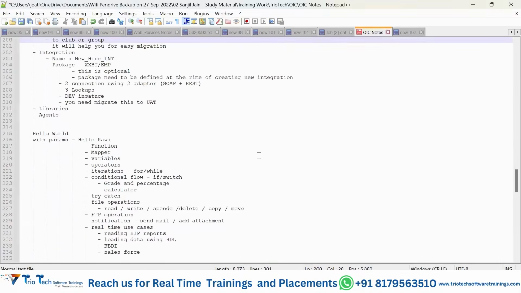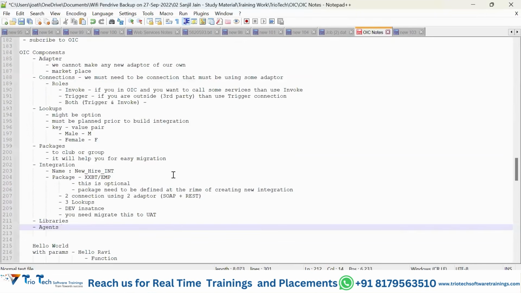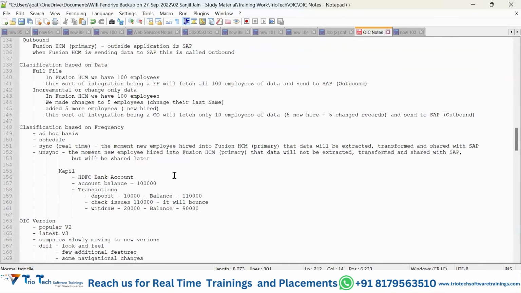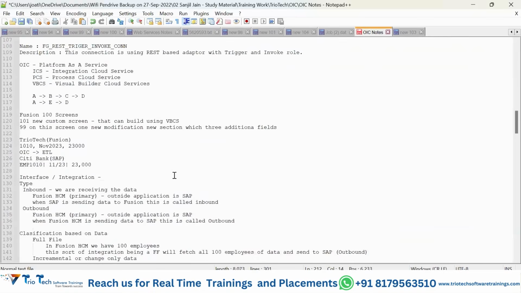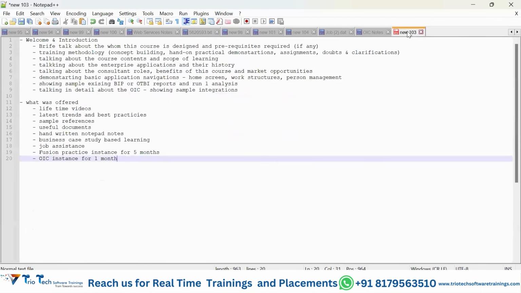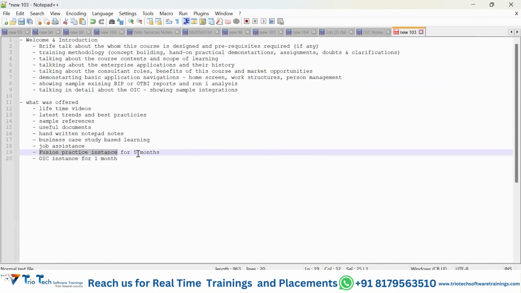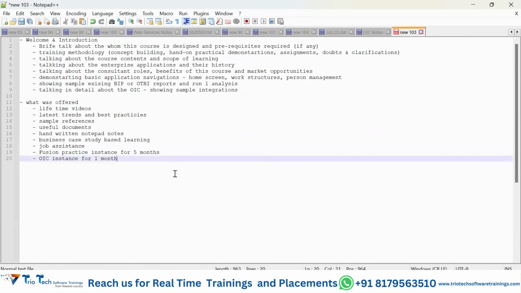And guys, we are not just walking you through these notes. During the course, we will be preparing these notes for your batch, sharing them with you, and explaining all the concepts. That is the methodology we are following as part of this course curriculum. We will provide you job assistance. We will conduct the training with a real-time business case study. You will be provided 5 months of access for Fusion and 1 month of access for OIC as a technology, guys.